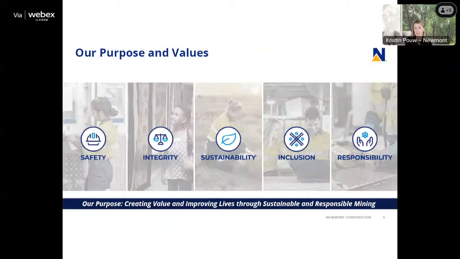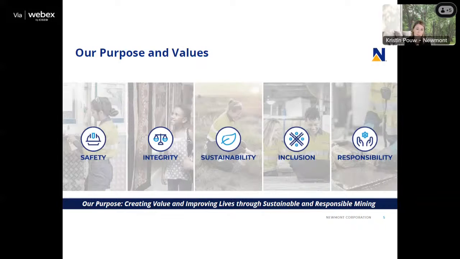We take pride in having a really long history of being a values-driven organization with a clear purpose that you can see at the bottom of this slide, which is to create value and improve lives through sustainable and responsible mining. And our core values shown here across the middle of the slide are really fundamental to how we run our business, where we choose to operate, and how we conduct ourselves on a daily basis.